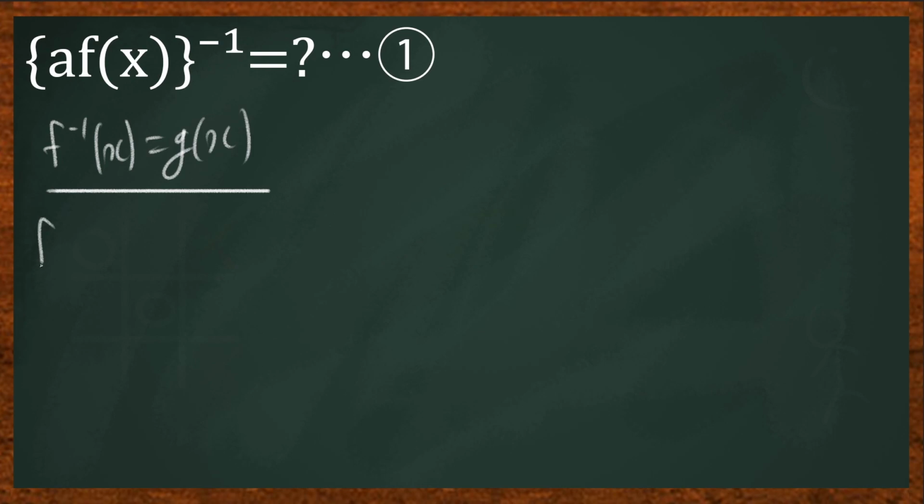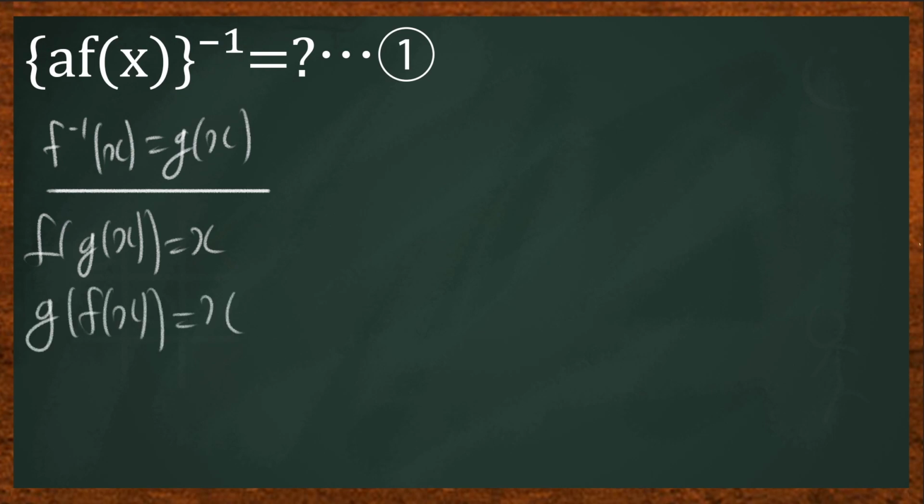When f's inverse function is g(x), f(g(x)) is equal to x, and also g(f(x)) is equal to x. We have to use this to find the inverse function of a times f(x). Let's put the a times f(x) inverse into a large G(x). We need to express the large G(x) in terms of the small g(x).